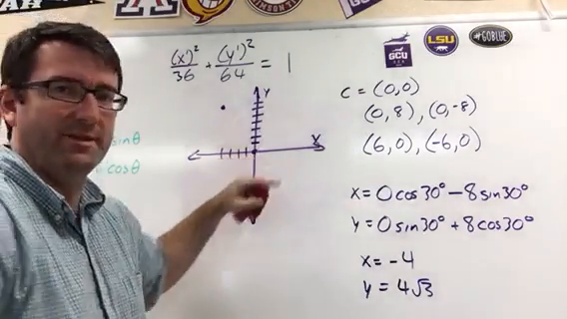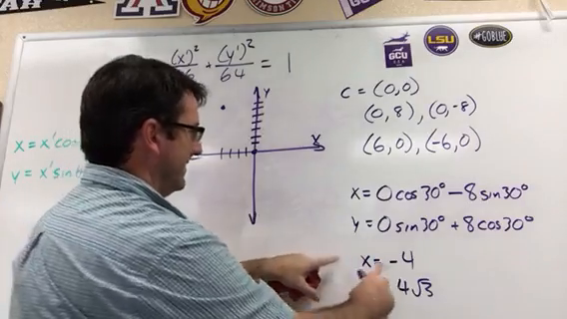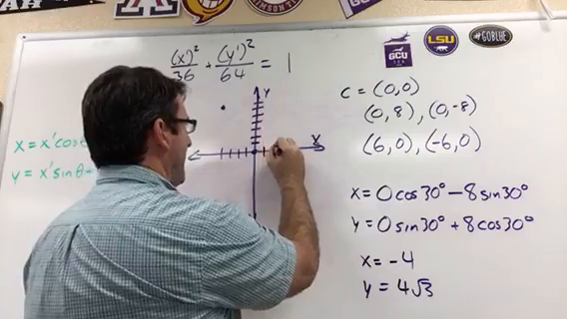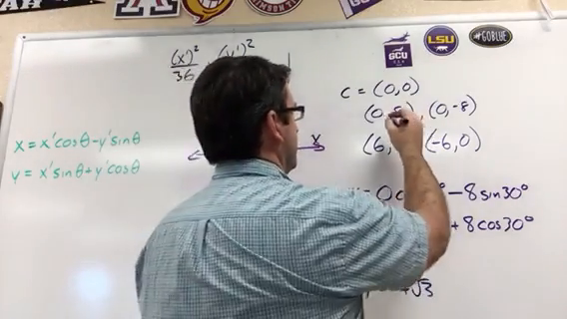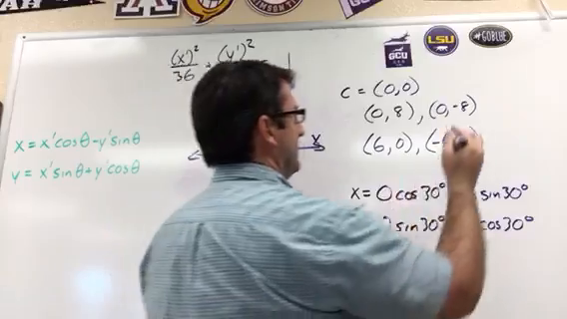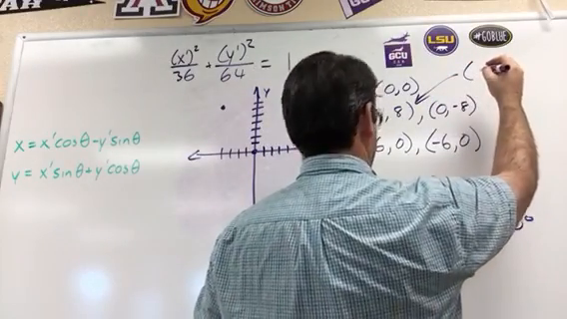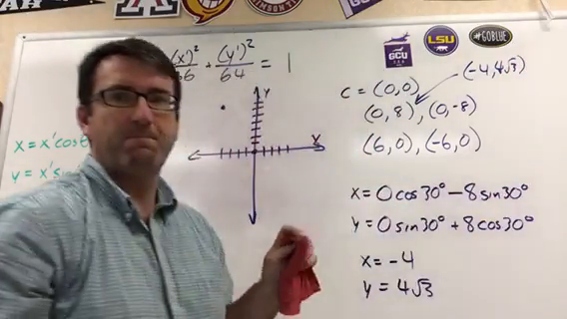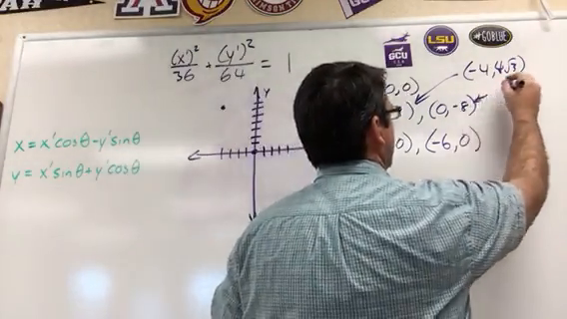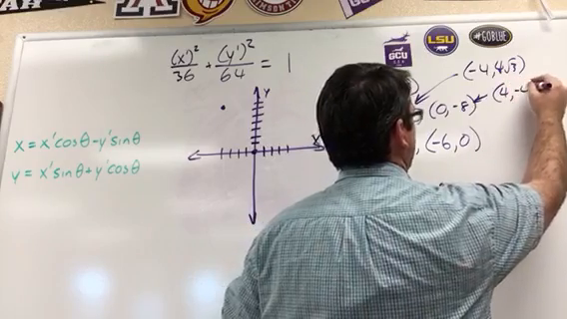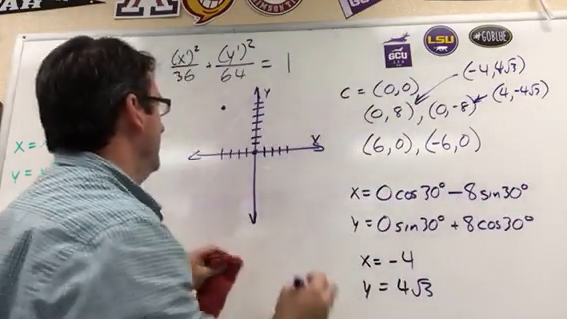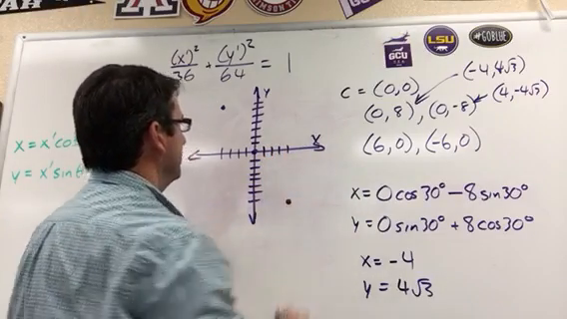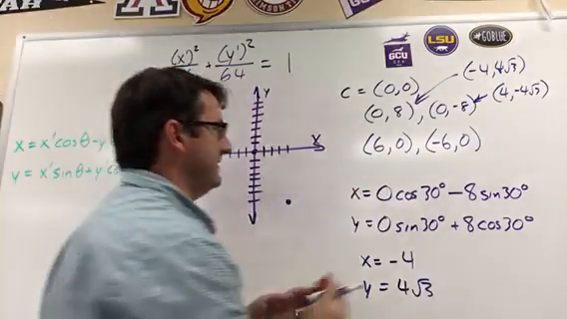And now if we think about this, the opposite vertex is just going to be these same numbers but with the opposite signs. So this vertex here is negative 4, 4 square root of 3. And then this vertex here is going to be positive 4, negative 4 square root of 3. So that'll be down here.